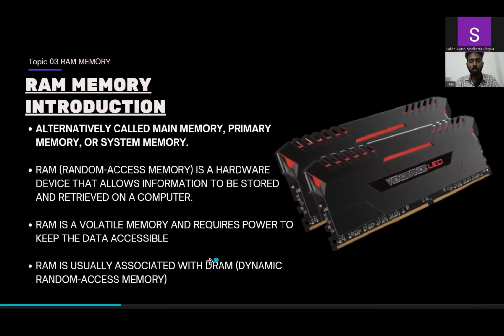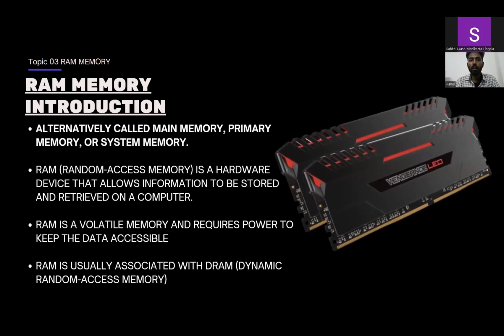Hello everyone, I'm Rahul. I'm going to explain RAM and storage devices. Let me start with RAM. RAM is alternatively called main memory, primary memory, or system memory. RAM, random access memory, is a hardware device that allows information to be stored and retrieved on a computer. RAM is a volatile memory and requires power to keep the data accessible. RAM is usually associated with DRAM, which means dynamic random access memory.